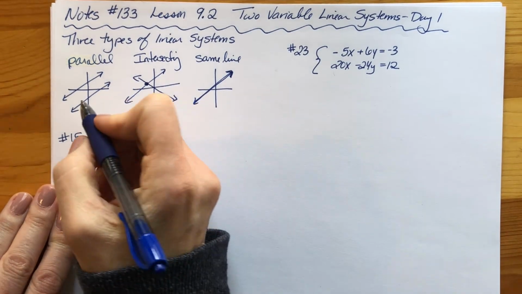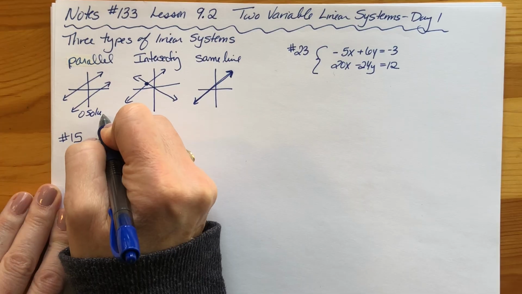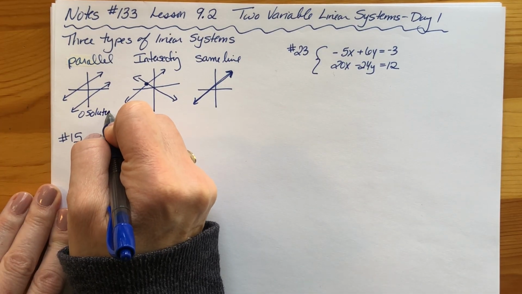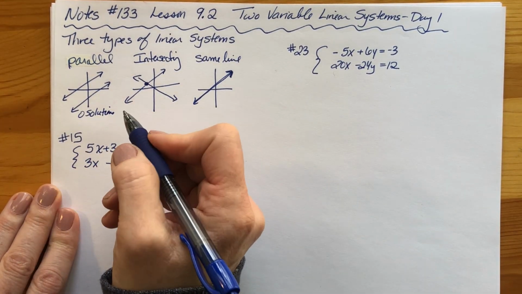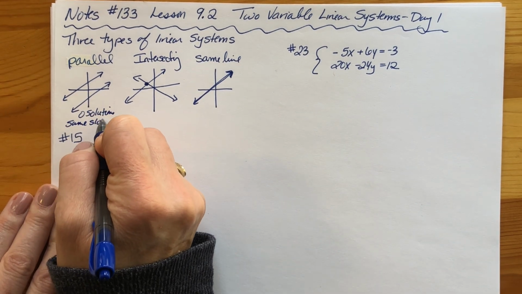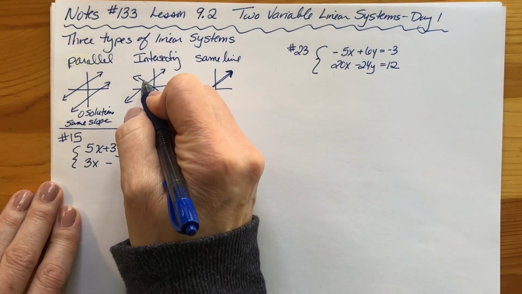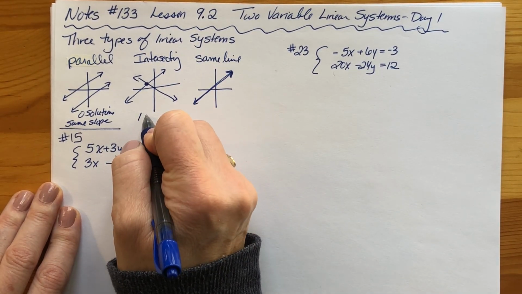In this case, I will have zero solutions. Zero solutions, and those lines are parallel. So remember, they will have the same slope. I didn't leave myself much room here, huh? Same slope. I could have intersecting lines, which in this case, they intersect in one place, and they'll have one solution.